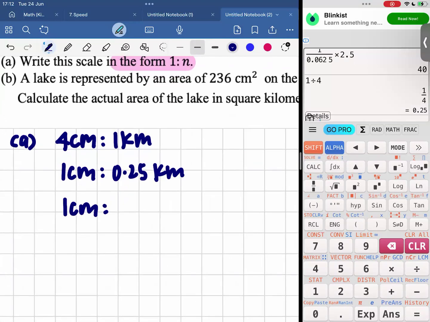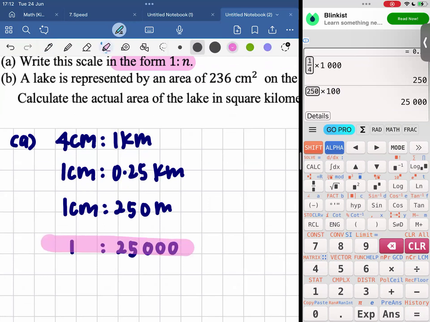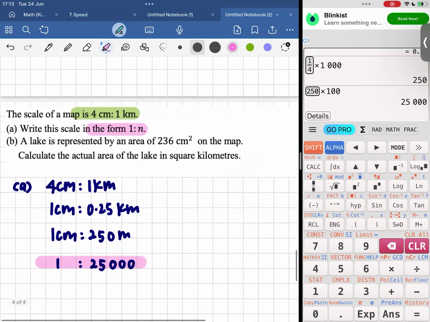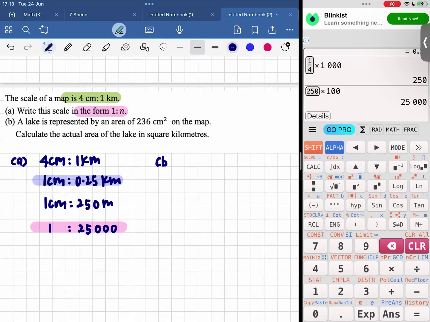How do you make this into meters? Times 1,000, right? So this is 250 meters. How do you make it into centimeter? Times 100. So this is the scale, 25,000. All right, so this will be your scale here. Easy to understand, right? But if you ask me, I will need this one for solving part B.